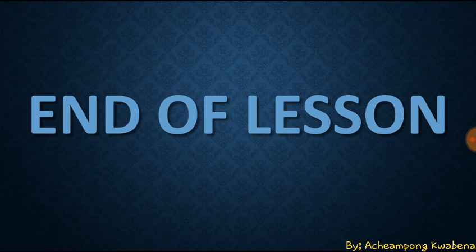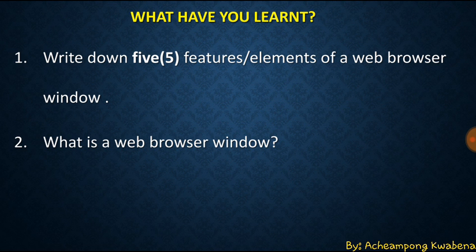So that's all for today. We will end our lesson here and continue next week. But before you leave, you should do this exercise and submit on your website. The first question is, write down 5 features or elements of a web browser window. So you list 5 of the elements or features that are seen in a browser window. The next one, what is a web browser window? So you define or write the meaning of a web browser window.